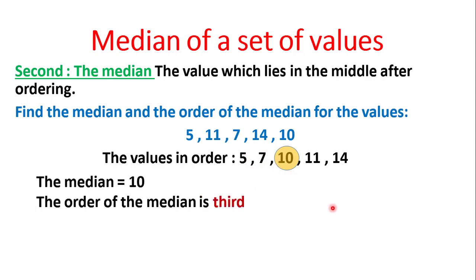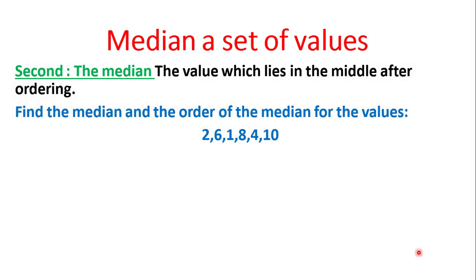Also, we can calculate the order of the median if you have odd numbers by dividing. I'll add 1 to the numbers and divide by 2. Here we have 5 numbers, so 5 plus 1 over 2 is 3. So you can determine the order of the median by just looking at the numbers and seeing where number 10 is, first or second or third or fourth. Or you can use this rule: if you have an odd number of values, add 1 to the number, then divide by 2. So the order is 3 or the third.